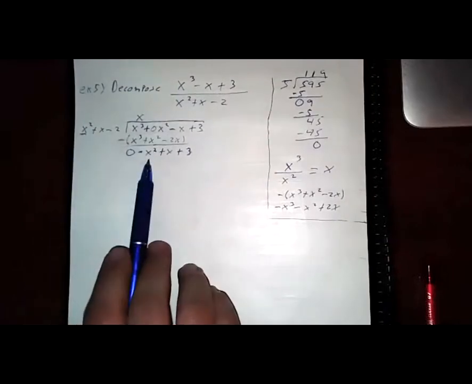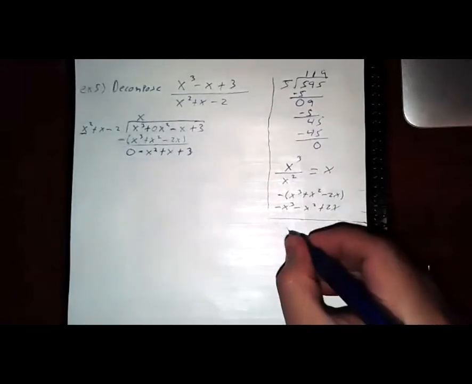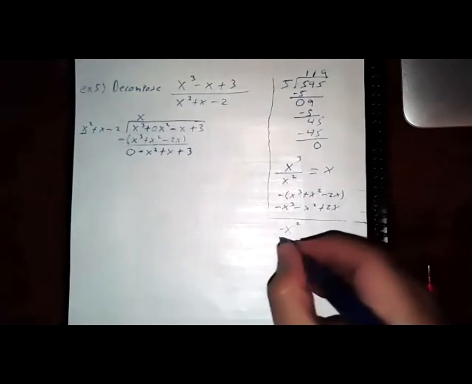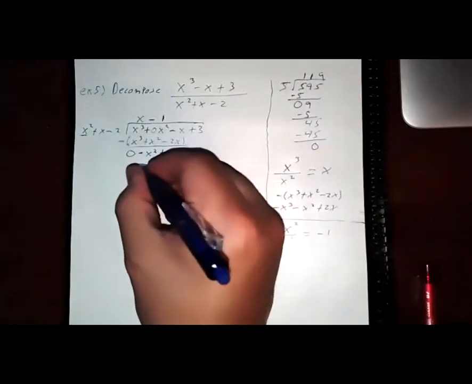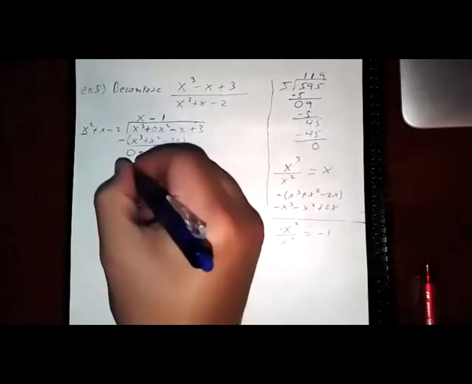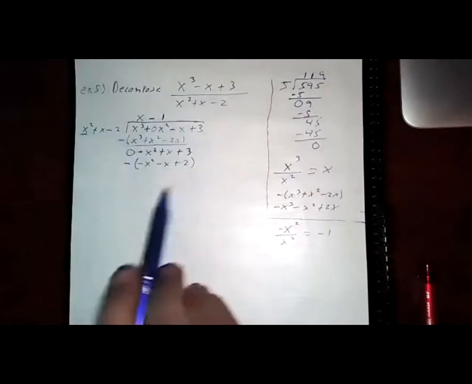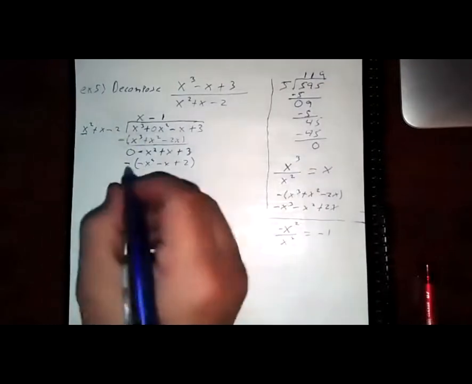x squared goes into negative x squared how many times? 1. Yeah, it's going to be negative x squared over x squared, -1, right? So that goes up here. So -1 times all this will come out down here: negative x squared minus x plus 2. That's from multiplying the -1 on all 3 pieces, right? And then again, you're going to subtract it, so they're going to switch like they did earlier.